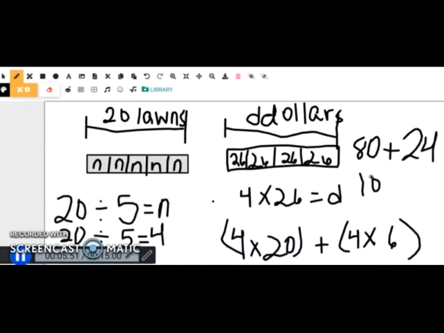So now I can just add these two together to get 104. So it appears that Shauna is going to make $104 each day. So that is telling me that D, the variable that we're looking for, is equal to $104.